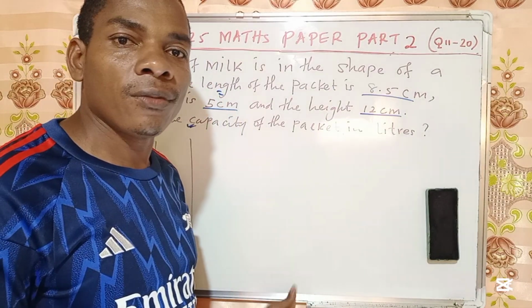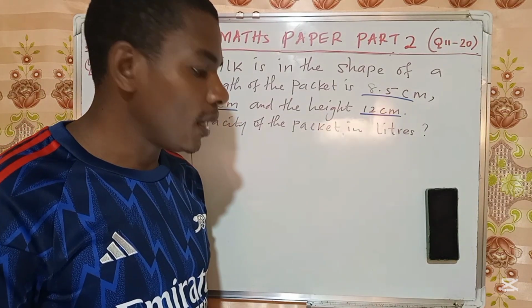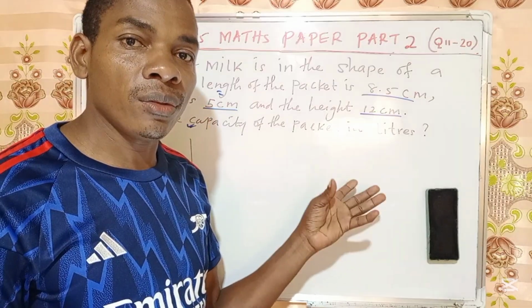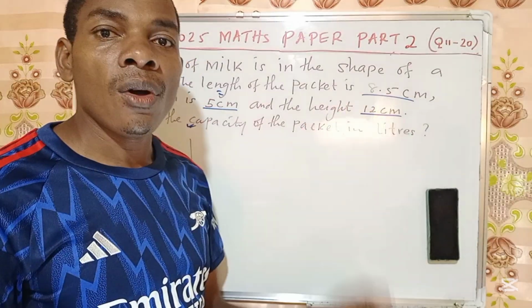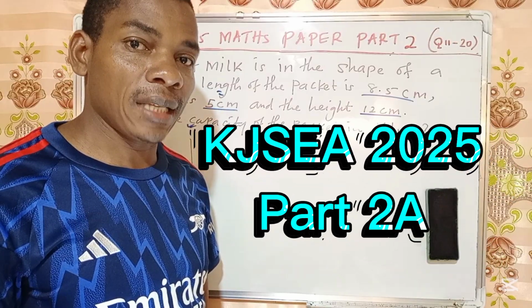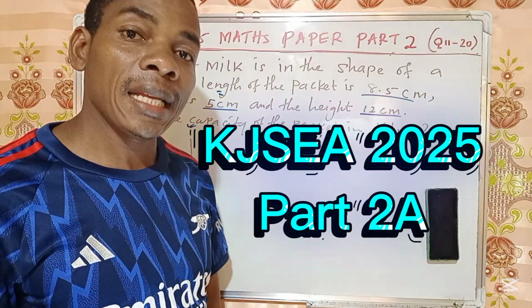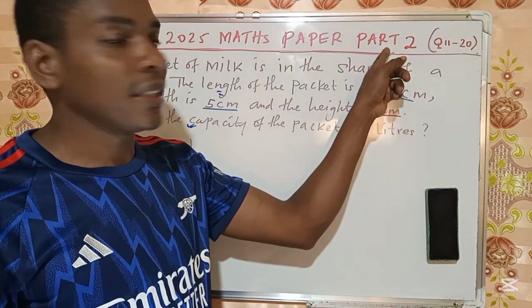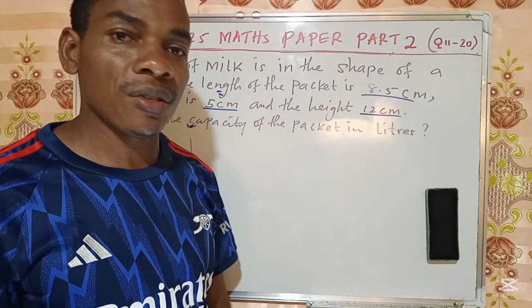It's another fine morning that we have gathered here again to take you through part 2 of the Kenya Junior Secondary Education Assessment that was done in the year 2025, mathematics. Remember, part 2, question 11 to question 20.